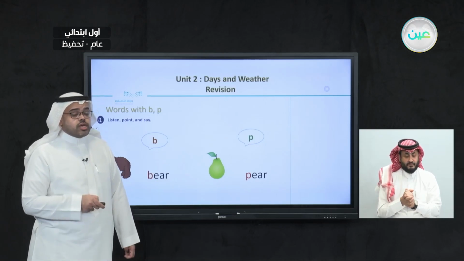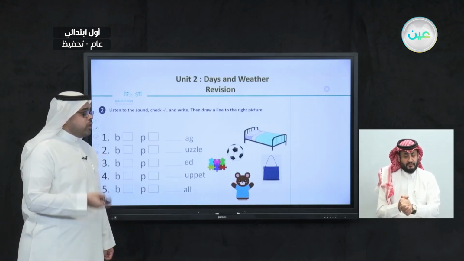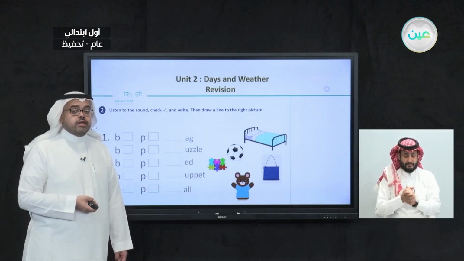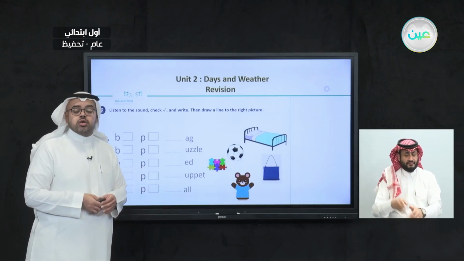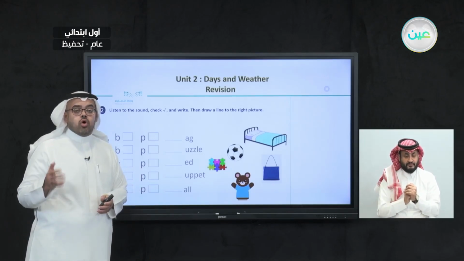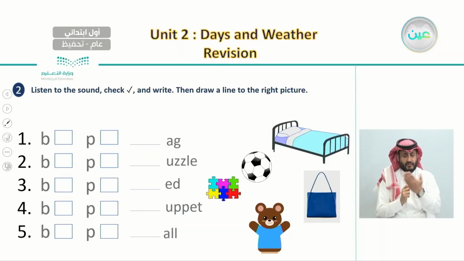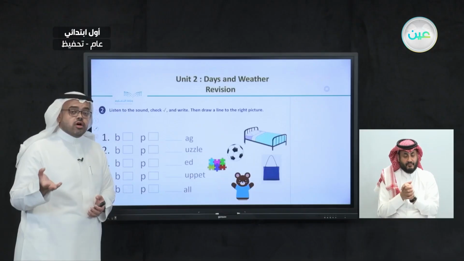So not only these two examples, but also in the previous lesson we had too many examples on how we can differentiate between words that start with B or P. So let's start here. As you can see, what we're going to do is listen to these five sounds, and then we're going to put the check mark either on B or P, and after this we're going to write the letter down here, and finally the last thing we will do is match the word to the right picture. So let's start the first one.